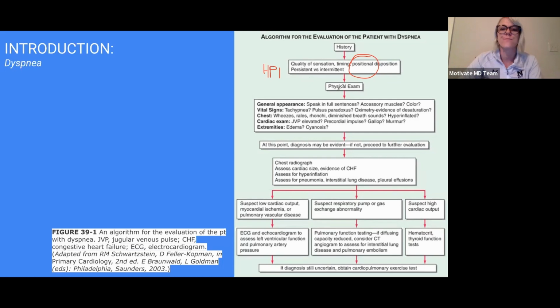So great question. After that, when we have this patient with shortness of breath, we obviously want to get a physical exam. So things like what they look like generally. Are they speaking in full sentences? Are they using accessory muscles, so maybe belly breathing a little bit? Their color, are they cyanotic? Are they pale? Are they breathing fast? Do they have pulsus paradoxus? When you're looking at their O2 sats, are they short of breath, but they have a good O2 saturation?